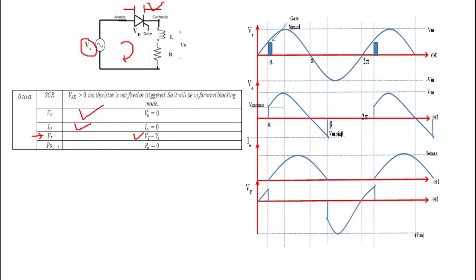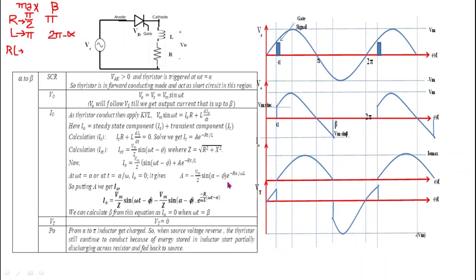And what is the power output P0? We know that P0 is equal to V0 into I0, and both V0 and I0 are equal to 0. That's why we get output power P0 equal to 0. So from 0 to alpha, here in this waveform, V0 is equal to 0, I0 is also equal to 0, and Vt is equal to Vm sin omega t, or we can say that this portion of the sinusoidal waveform will appear across this thyristor.